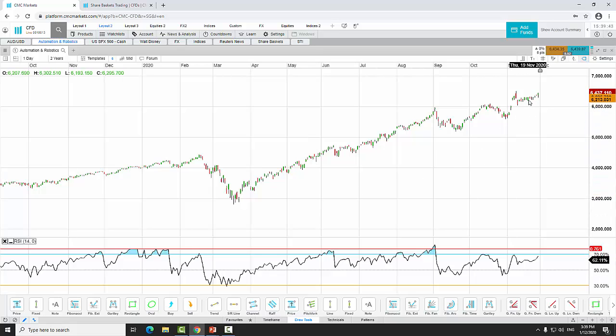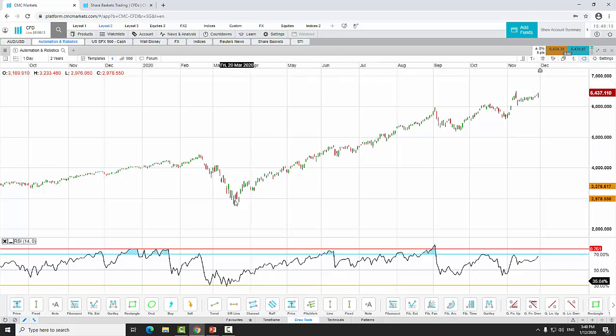No signs of a bearish reversal chart pattern. Candlestick is still positive. RSI remains positive as well, yet to hit the extreme overbought level. So all in all, it is telling us that the bullish trend or bullish bias of this automation and robotics remains intact. So roughly how high can this automation and robotics go, and what is the key support level to watch to maintain this bullish bias?